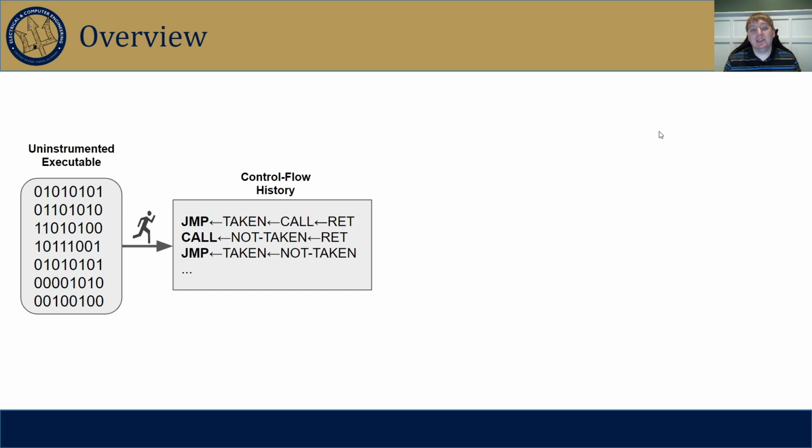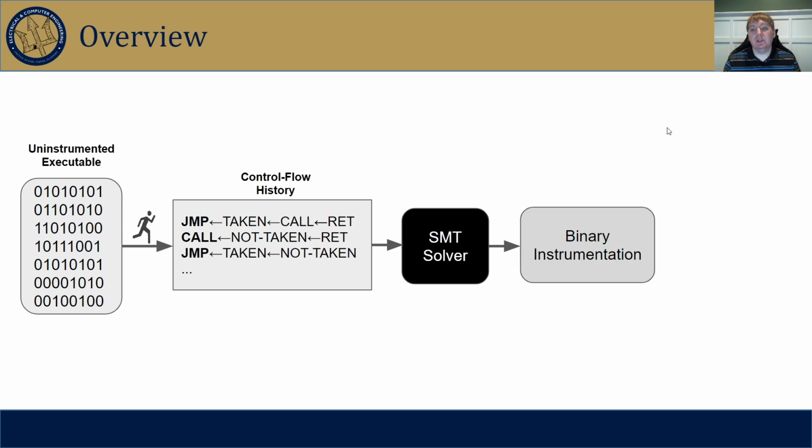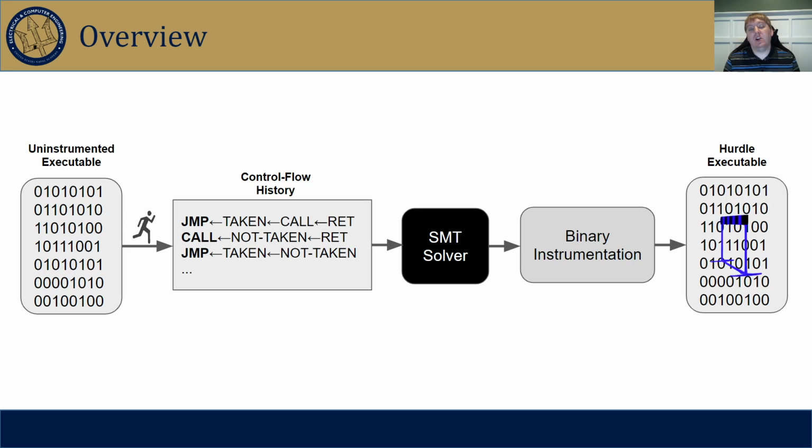We then pass those control flow histories and some additional security properties as constraints to an SMT solver, which in turn produces a set of patterns that we can check at runtime. We insert those patterns into the executable using binary instrumentation, and we end up with a Hurdle executable that has been secured against code reuse attacks using what we call gate patterns to ensure that the control flow of the application matches the expected control flow based on the histories that we recorded.